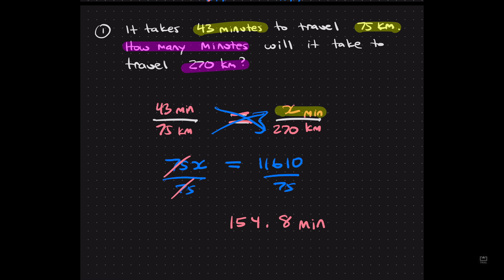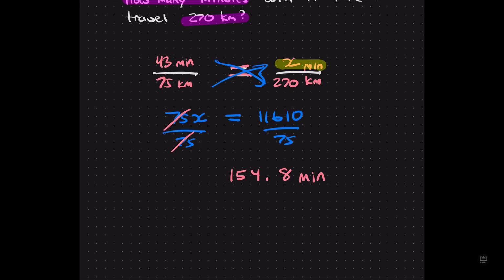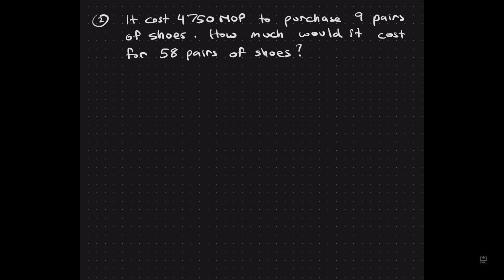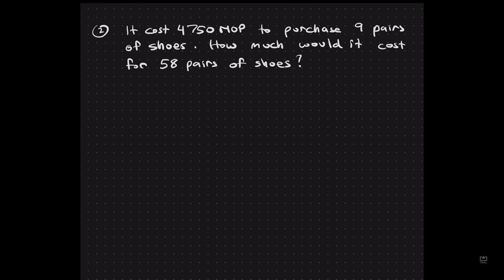Okay, I'll move on to question number 2. Okay, so in this case, it's saying that it costs 4,750 mop to purchase 9 pairs of shoes. How much would it cost for 58 pairs of shoes? Again, using proportional reasoning, what do I know? Something on the right has to equal something on the left. So what do I start with?